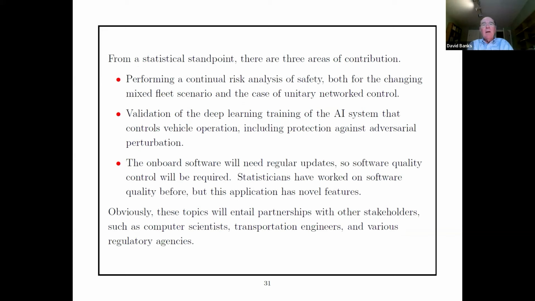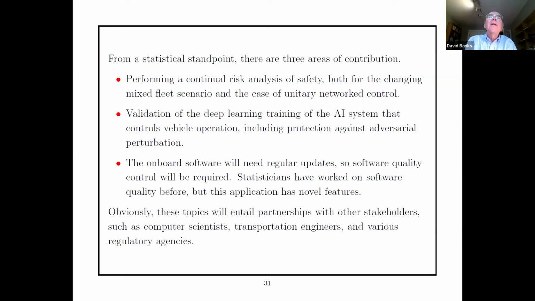From a statistical standpoint, there are three major areas of contribution. Performing a continual risk analysis of safety, both for changing mixed fleet scenarios and for the case of a unitary networked model. And one thing to consider is that the risk analysis is complicated. It may be that a human driver is still better than an AV when the roads are icy, but an AV might always be better than a human driver for nighttime driving.